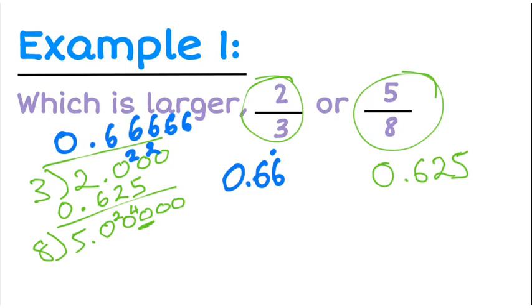So which of these two numbers is larger? Well, hopefully now we can see 0.66 and 0.625. We can see that this fraction here, the 2/3, is going to be larger because it's 0.66 as opposed to 0.62.